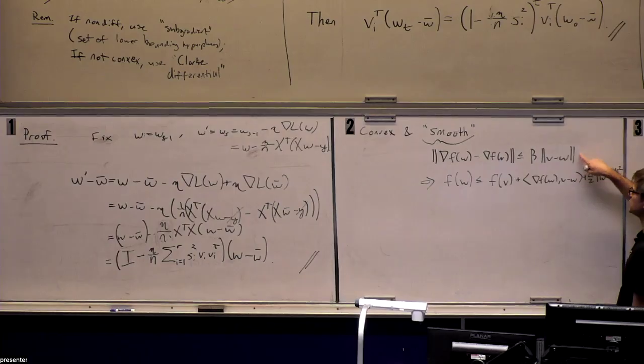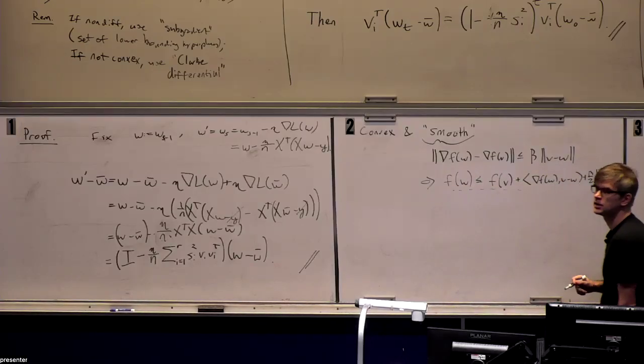Formally, this actually gives something stronger. It gives a two-sided version of this inequality, but we don't need that. So this is the version we will use. Okay.